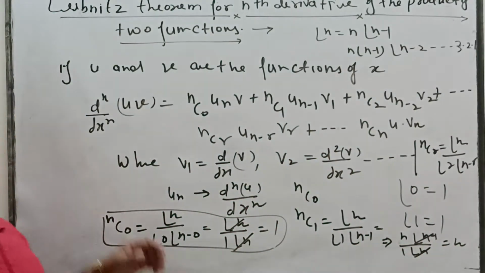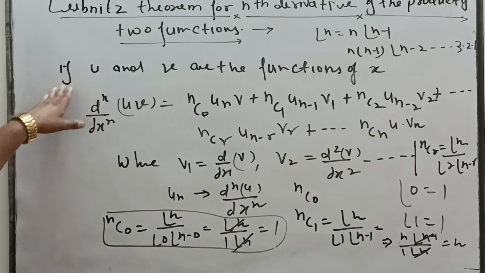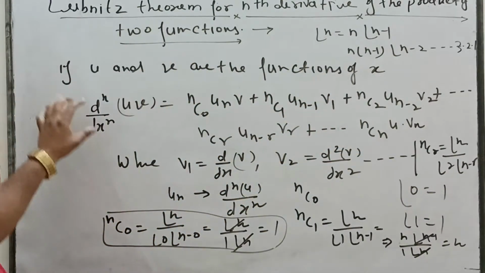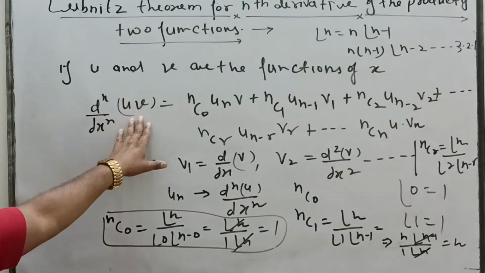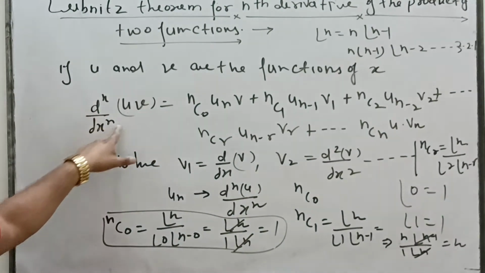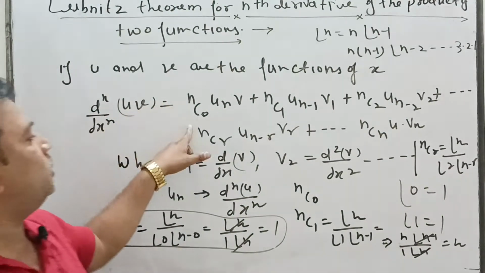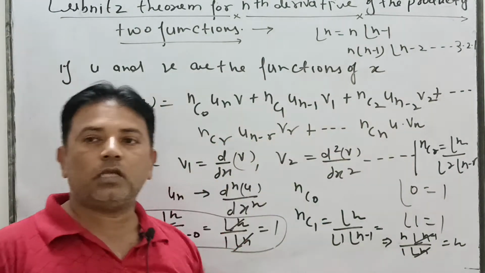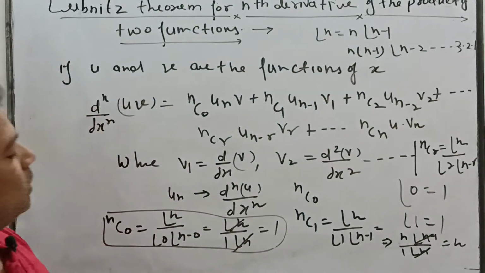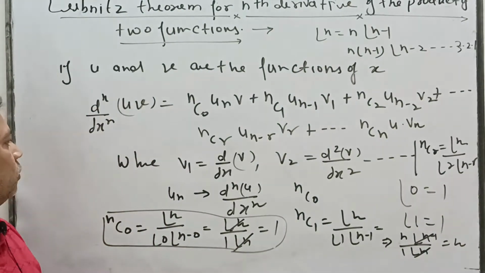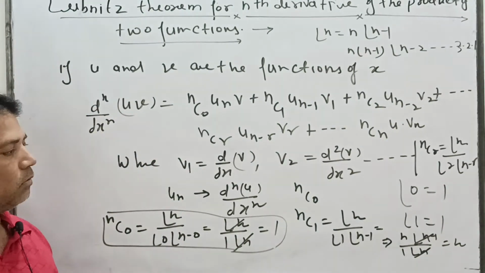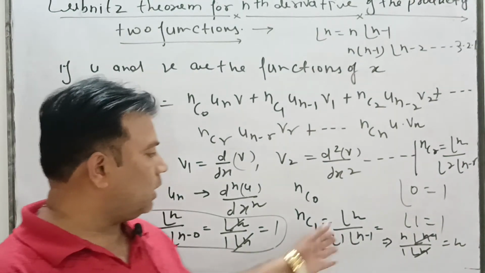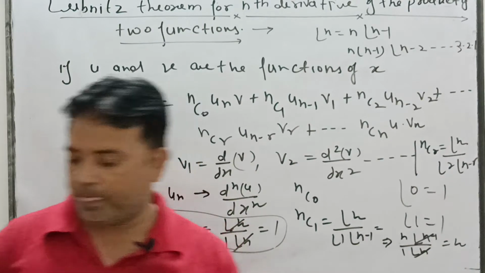So again we are revising this. If u and v are functions of x, then to find the nth derivative of the given function, d^n over dx^n of (u v) = nC0 u_n v + nC1 ... We discussed the values of nC0, nC1, nC2 here. Some points are discussed in this. Please make a note.